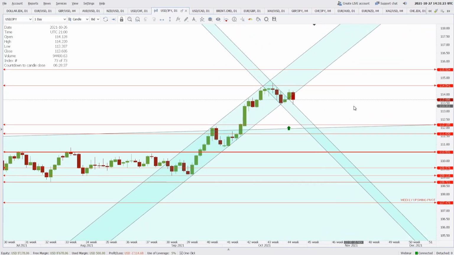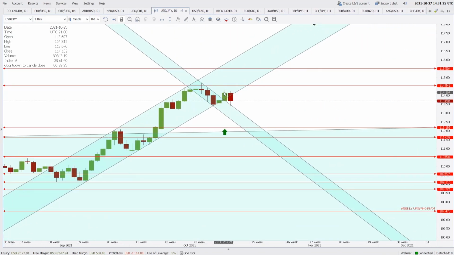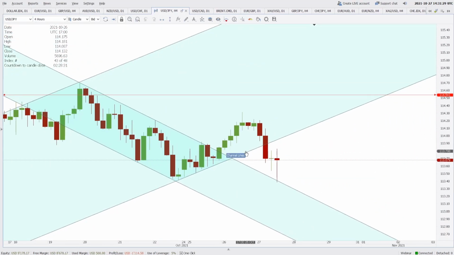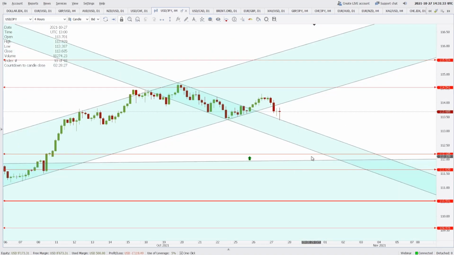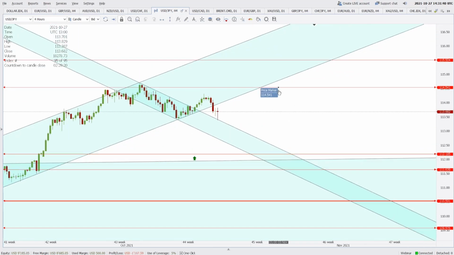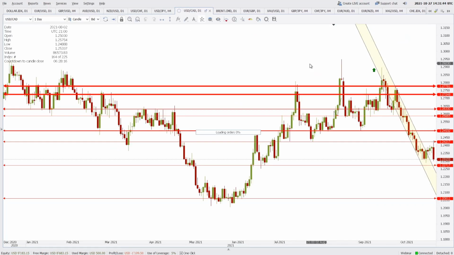USD JPY, the price finally has broken out of this 4 hours channel and now is coming back to test this as the fresh support, you see, and it is actually holding as a support. So expect the price of 114.54 again in this market. Right now 114.54 is the resistance and 112.18 is the support horizontally.